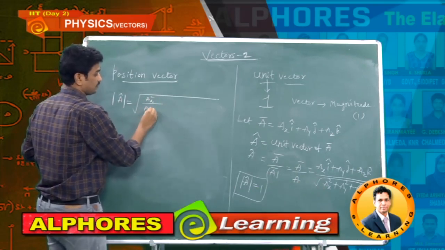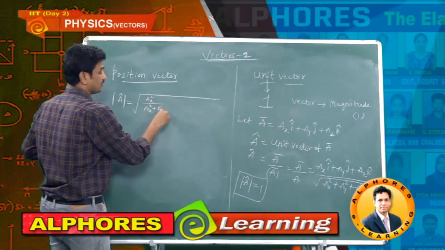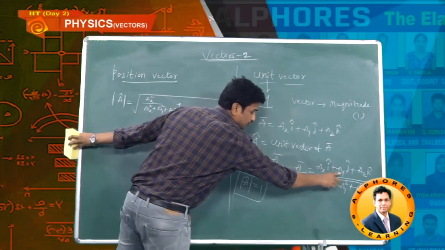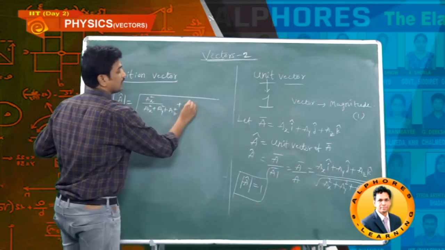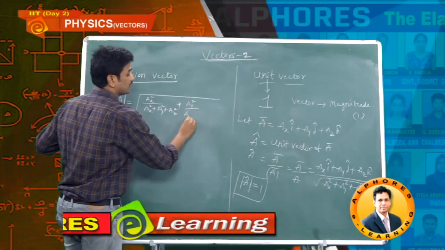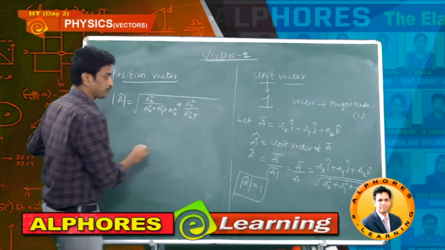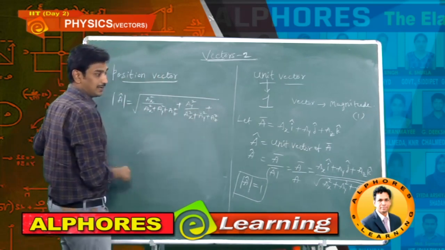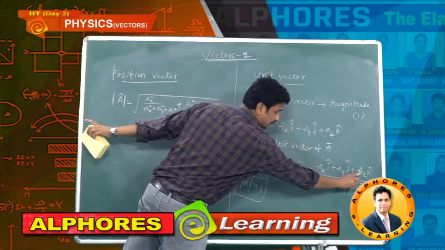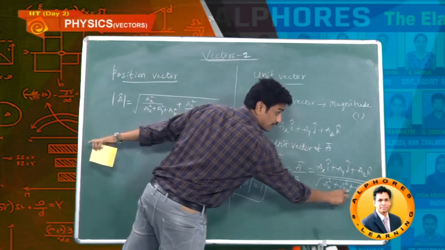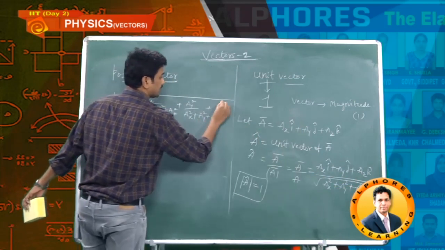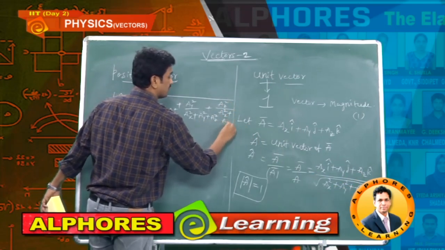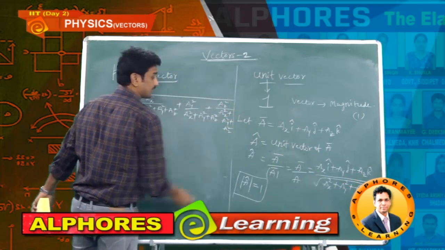Ax square by the root of ax square plus ay square plus az square, plus j cap coefficient ay by the root of ax square plus ay square plus az square, whole square; similarly, k cap coefficient az by the root of ax square plus ay square plus az square. I will substitute here: ax square plus ay square plus az square.